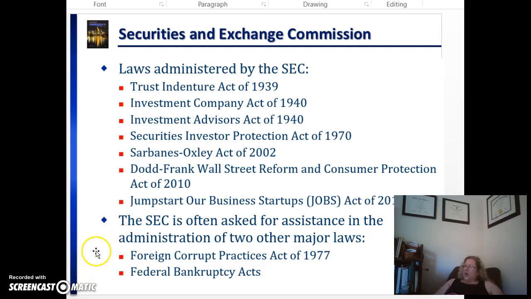The SEC is often asked for assistance in the administration of two other major laws, and this includes the Foreign Corrupt Practices Act of 1977 and the Federal Bankruptcy Acts.